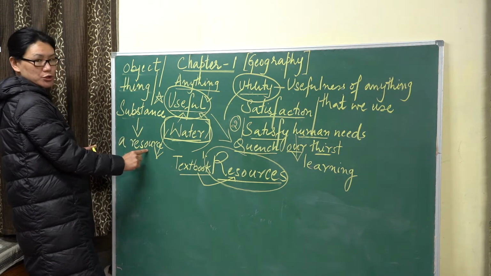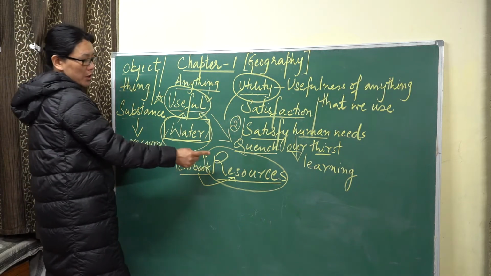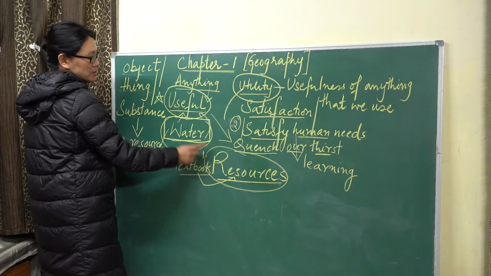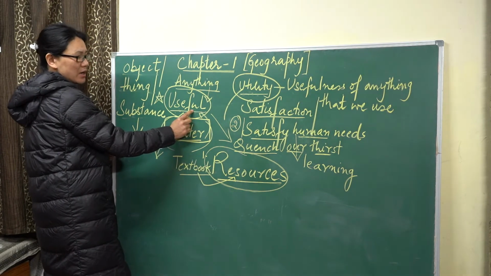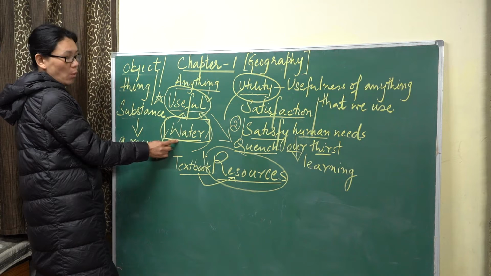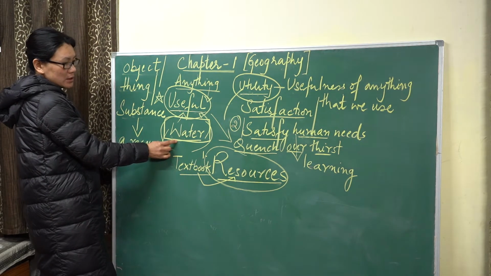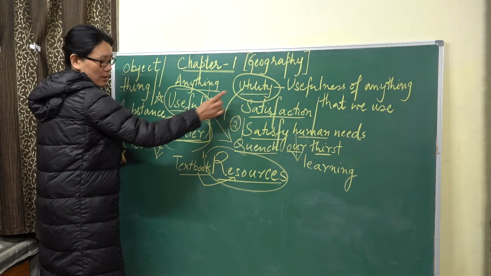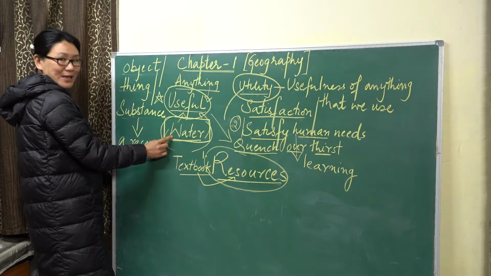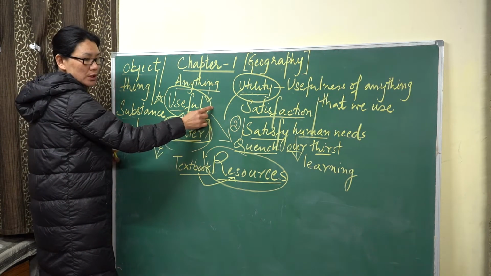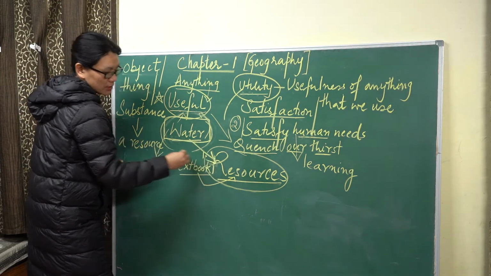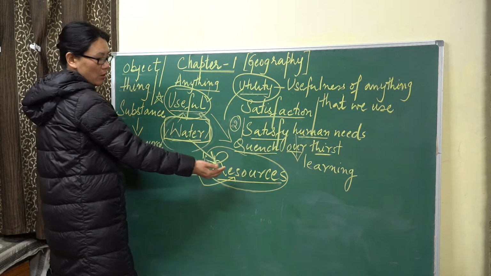Okay, a resource. As I said before, a resource has two features, right? So one is useful. Is that clear? So anything you take, say for example, see here, I have taken the example of water. So water has utility. Water is useful, right? So because water is useful, now water has become what? It has become a resource.